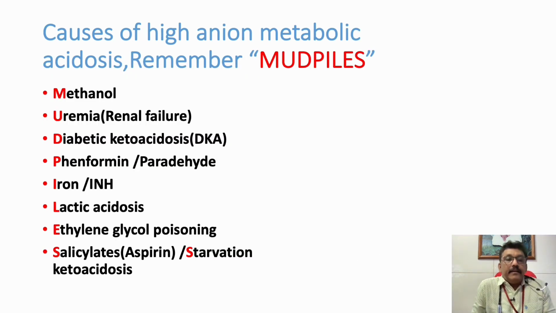You can remember high anion gap metabolic acidosis like this: MUDPILES, that's a mnemonic. Methanol, uremia, diabetic ketoacidosis, phenformin poisoning, which is very rare nowadays. Metformin is there, but only at higher doses can it produce acidosis. Iron or INH toxicity, lactic acidosis, ethylene glycol, that's a toxic alcohol poisoning, salicylate or aspirin poisoning, starvation ketoacidosis. So these are the common causes for high anion gap metabolic acidosis. We have seen the formula for high anion gap metabolic acidosis.